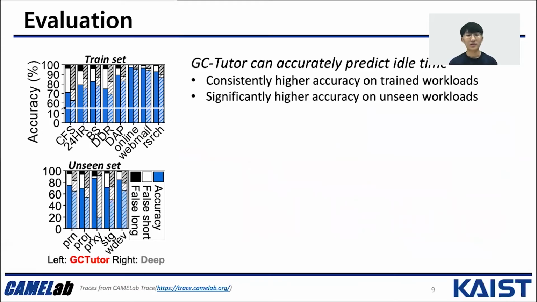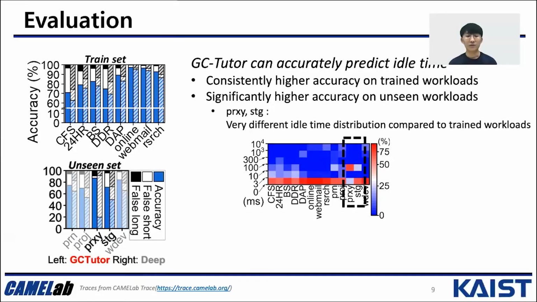Our real workload-based evaluation shows that GC Tutor successfully predicts the idle time. The left figure shows the accuracy of idle time prediction of GC Tutor and the fixed DNN model on various workloads. As you can see from the figure, GC Tutor always achieves better accuracy on trained workloads than the fixed DNN model. Also, GC Tutor exhibits significantly higher accuracy on unseen workloads, especially on proxy and SDG workloads. This is because proxy and SDG have very different idle time distributions compared to trained workloads, such that the fixed model failed to predict the idle time.